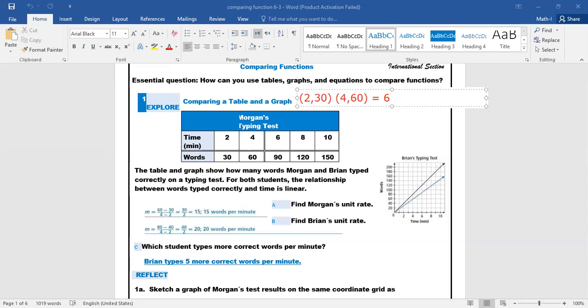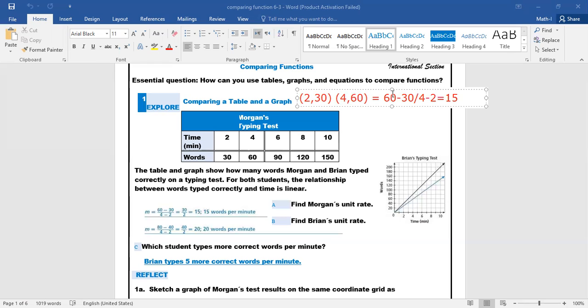It will be 60 minus... y2 minus y1 means 60 minus 30 over 4 minus 2. Yes. So the answer: 60 minus 30 is 30, divided by 2 equals 15, right? Then the unit rate here will be 15.